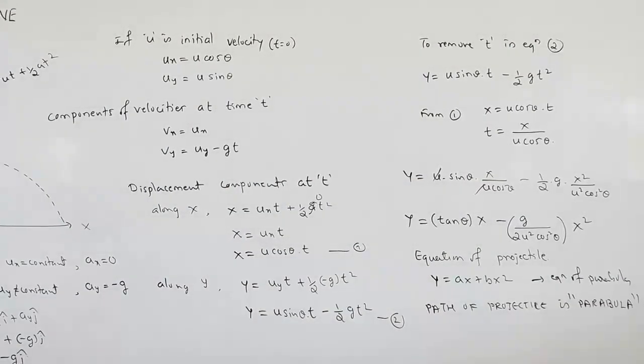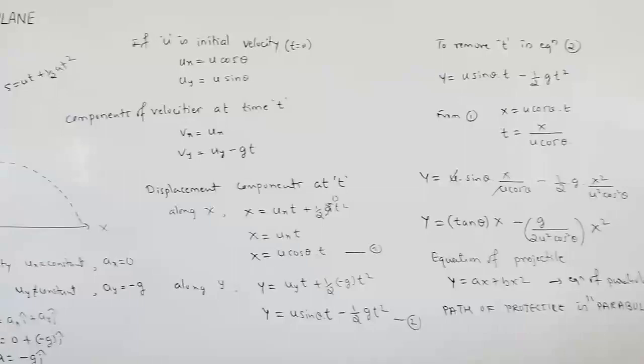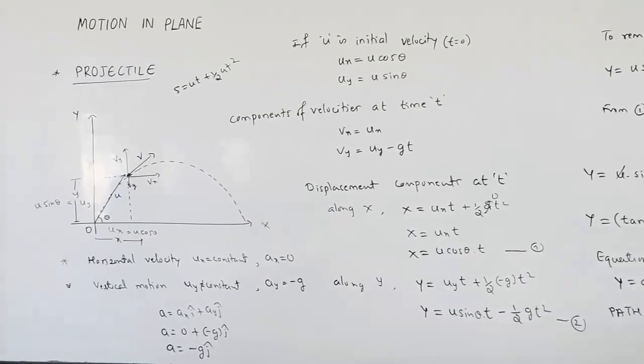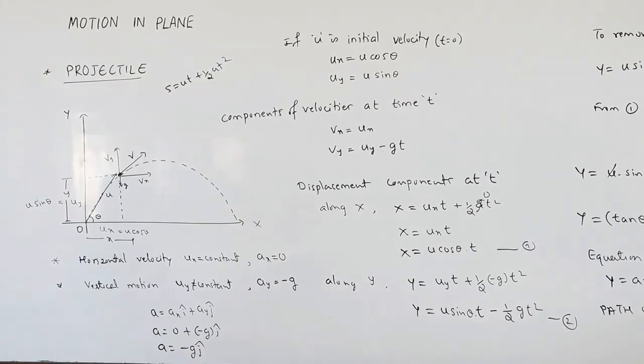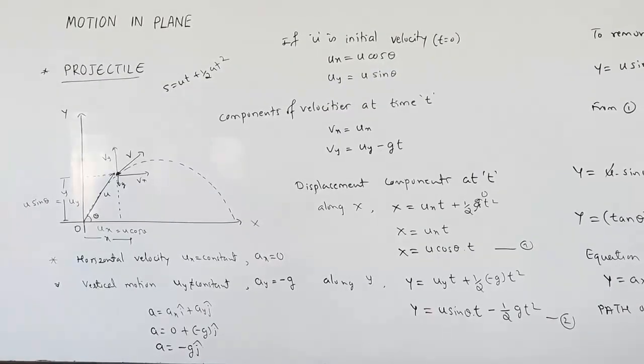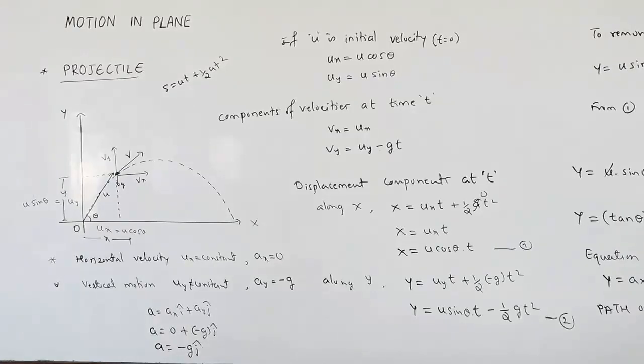So you have to do all these things. You have to draw the diagram, then write ux and uy, then write vx and vy, then write x and y. Then you remove the t from the y component. So you will get an equation, and that equation is similar to ax plus bx square.